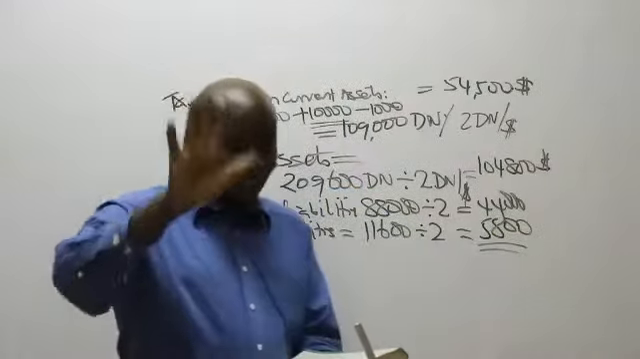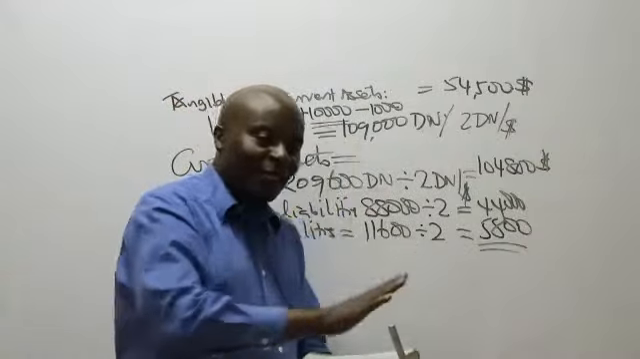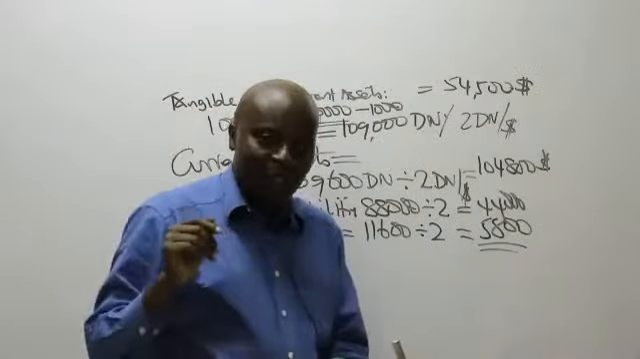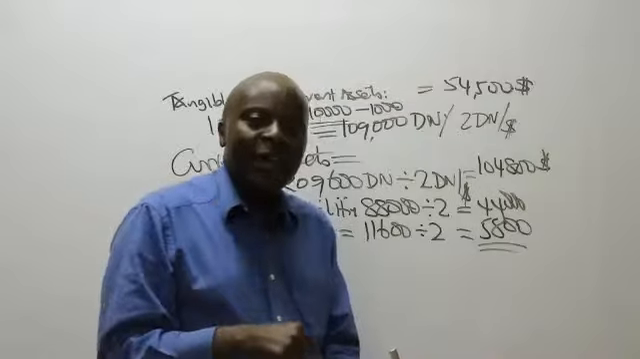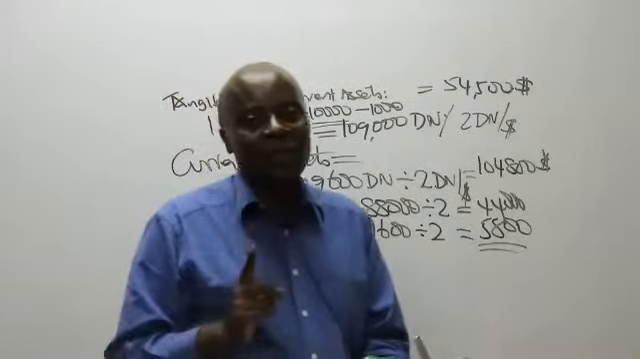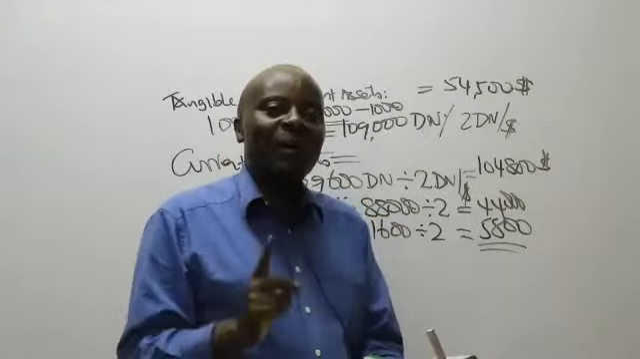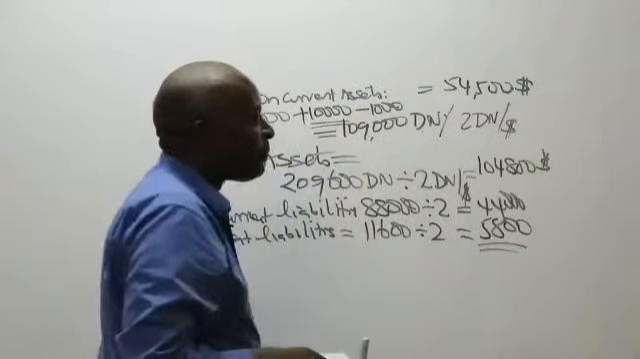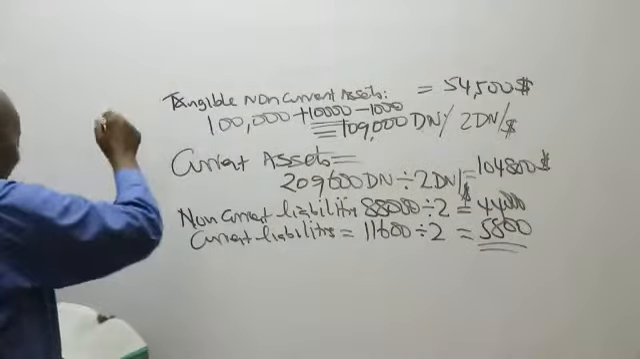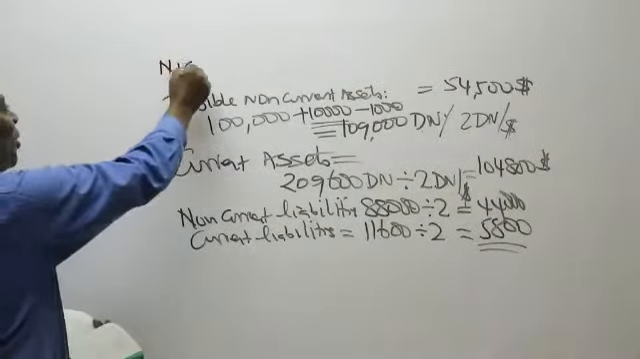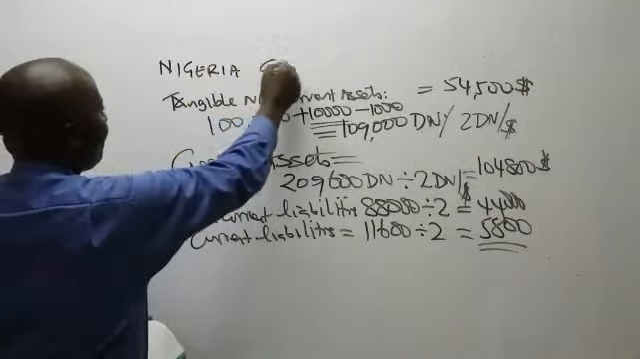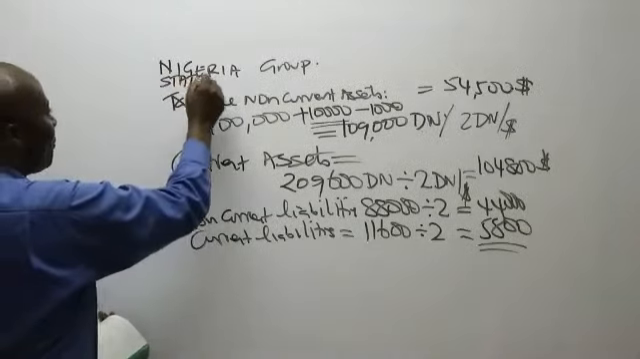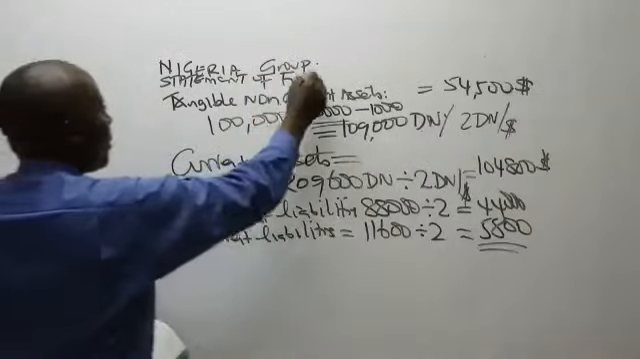Ladies and gentlemen, listen to me very well. Once I've been able to translate this, I know that my next working will not be the goodwill. My next working will not even be the income statement. If the examiner wants me to provide a group balance sheet, a group statement of financial position, I'll move after I've done this. This is quite significant to me. I'll go here to my book and write the name of the company. The name of the parent company is Nigeria. Nigeria Group, statement of financial position.